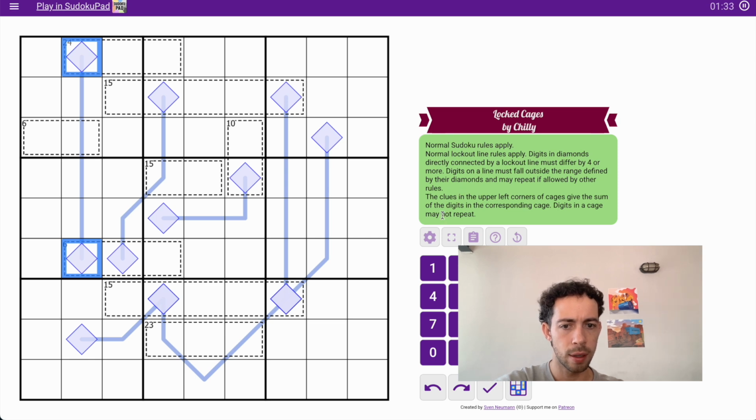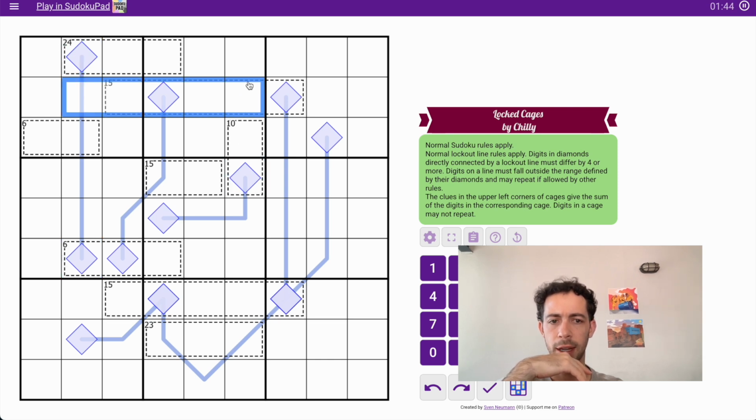The clues in the upper left corner of the cages give the sum of the digits in the corresponding cages. Digits in a cage may not repeat. Okay, so just normal killer Sudoku rules. So let's reset our timer and let's think about this.